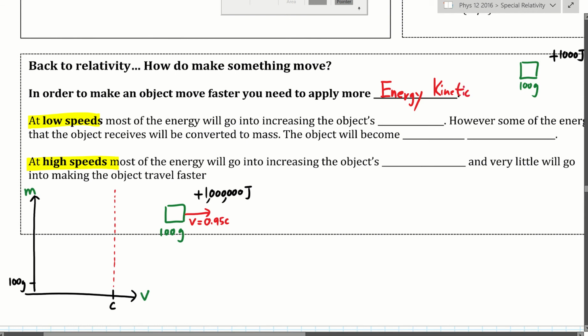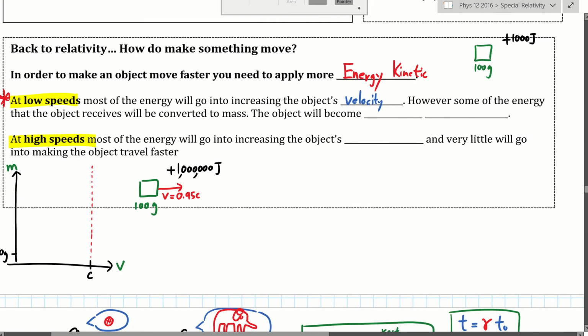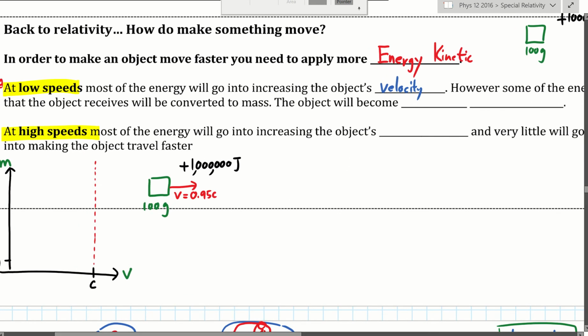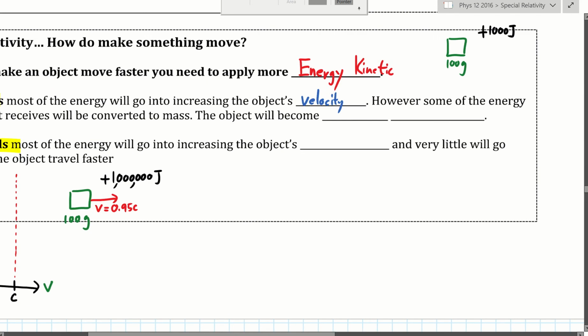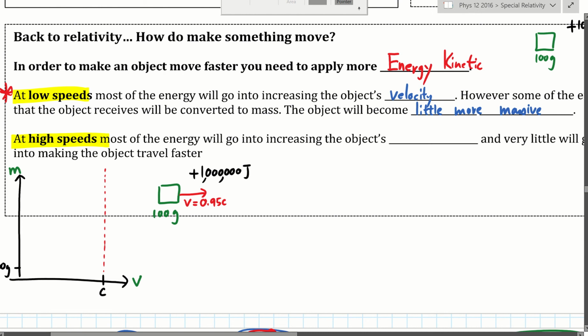Now, here are the two scenarios. Under really, really low speed, most of the energy that you add to the object will actually go into increasing the object's velocity. So the object will go faster and faster. However, a tiny bit of that energy, the kinetic energy you're adding, will actually be converted into mass. So the object will become a little more massive. Now, the effect is really, really small. Let's recap this. At low speed, when you add energy to an object to move it faster, most of the energy will actually end up moving that object faster. However, a tiny portion of the energy that you are giving to the object will be converted to mass and the object will become slightly heavier.